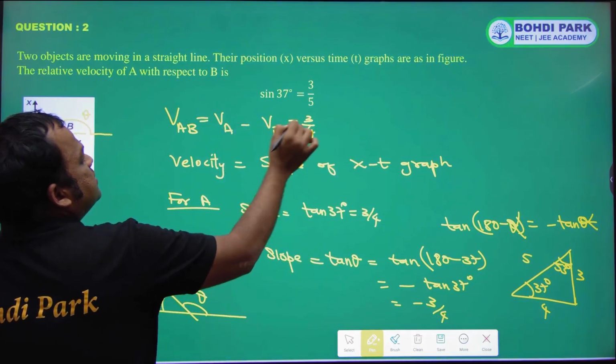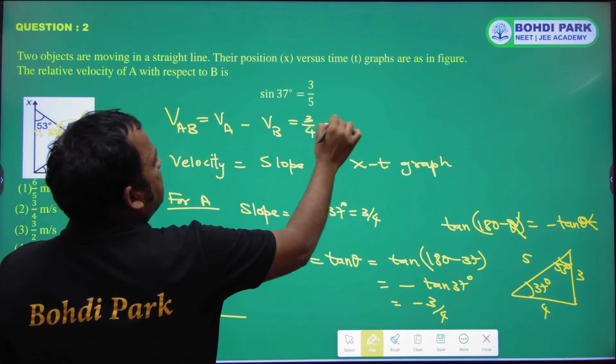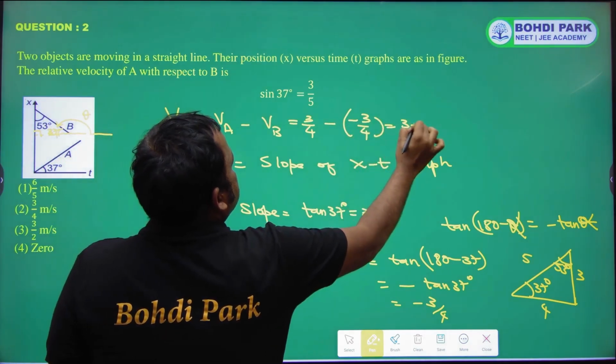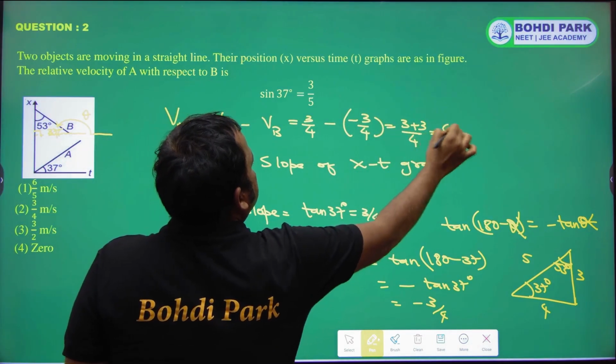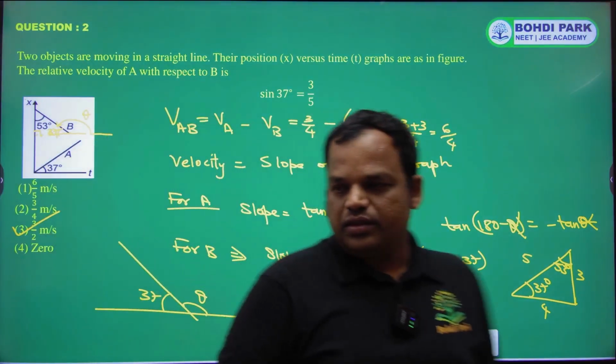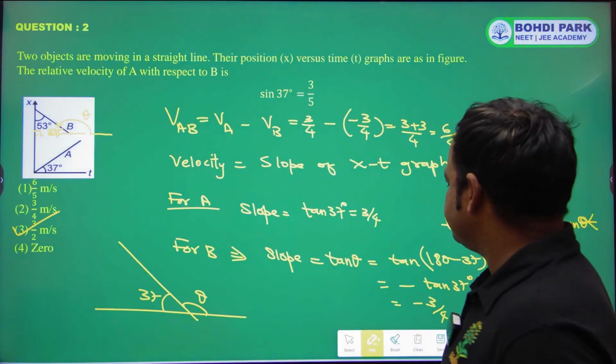So VAB is equal to VA minus VB. So 3 by 4 minus (minus 3 by 4). So it will be 3 plus 3 by 4. So 3 by 2. So third option. Okay, done. Now next question.